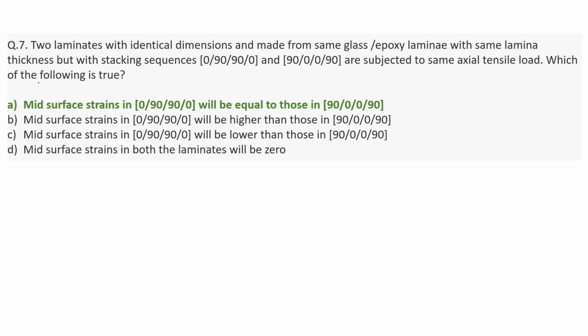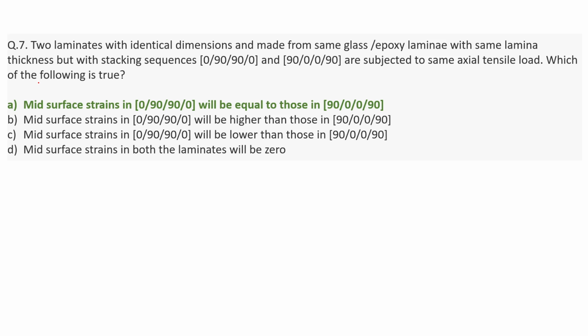The next question is question number 7. Two laminates with identical dimensions are made from the same glass epoxy laminate with the same lamina thickness, with stacking sequences 0/90/0/90 and 90/0/0/90 respectively, and are subjected to the same axial tensile load. Which of the following is true? The options are: A, mid surface strains in the first will be equal to those of the second. Option B, mid surface strains in the first will be higher than those in the second. Option C, mid surface strains in the first will be lower than those in the second, or D, mid surface strains in both laminates will be 0.